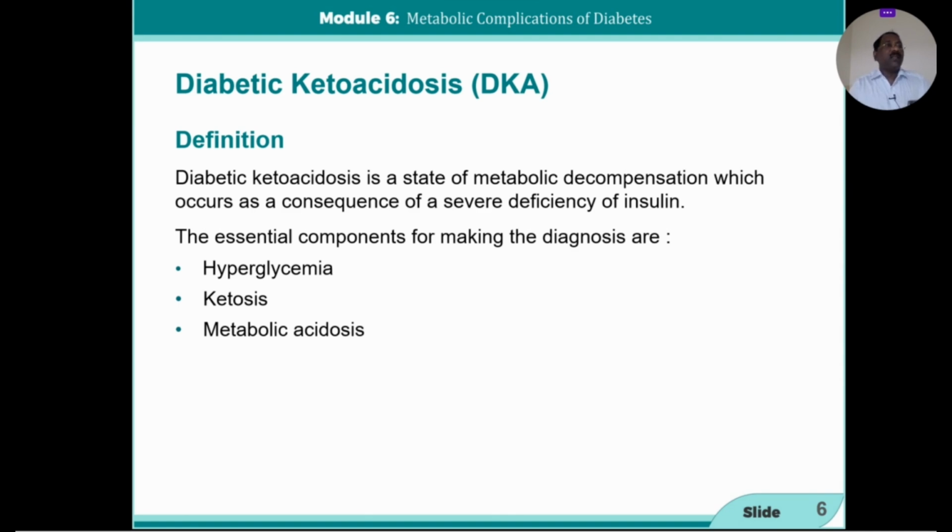Why are the adults not getting DKA? Because there is some amount of insulin production. Even some amount of insulin production is sufficient to prevent DKA in adults in this case. So the essential components of making the diagnosis are three things: hyperglycemia, ketosis, and acidosis.